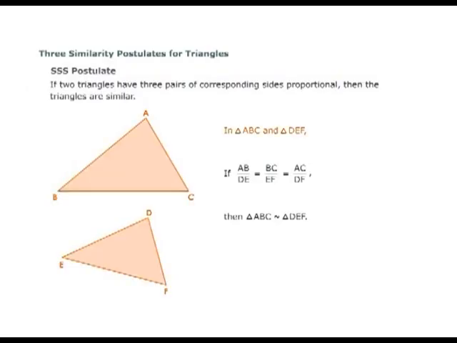The SSS postulate. If two triangles have three pairs of corresponding sides proportional, then the triangles are similar. In triangles ABC and DEF, if AB over DE is equal to BC over EF, which is equal to AC over DF, then triangle ABC is similar to triangle DEF.